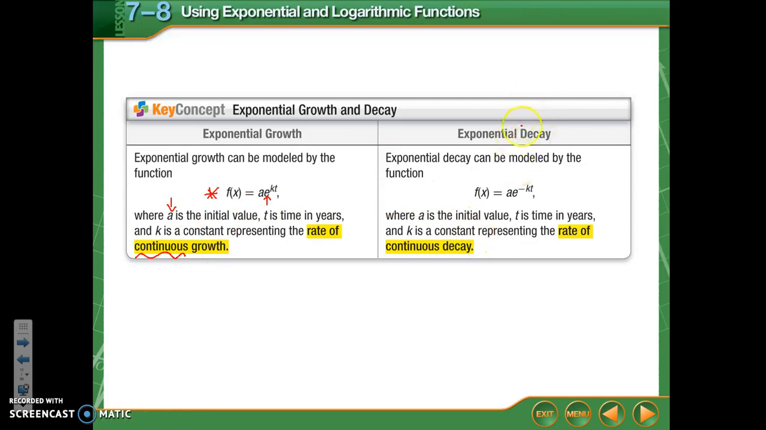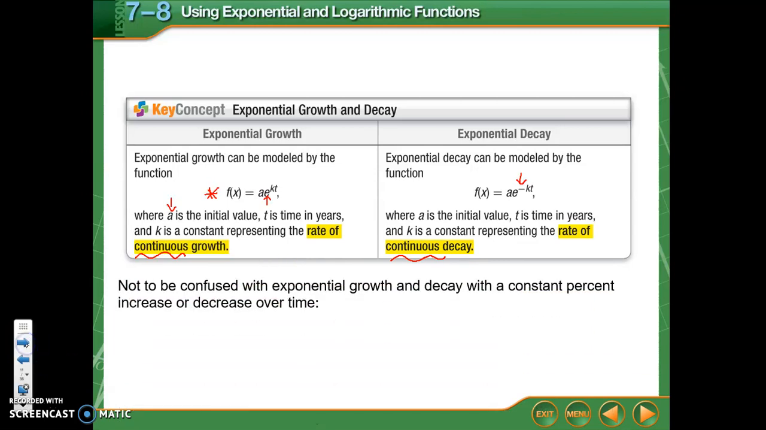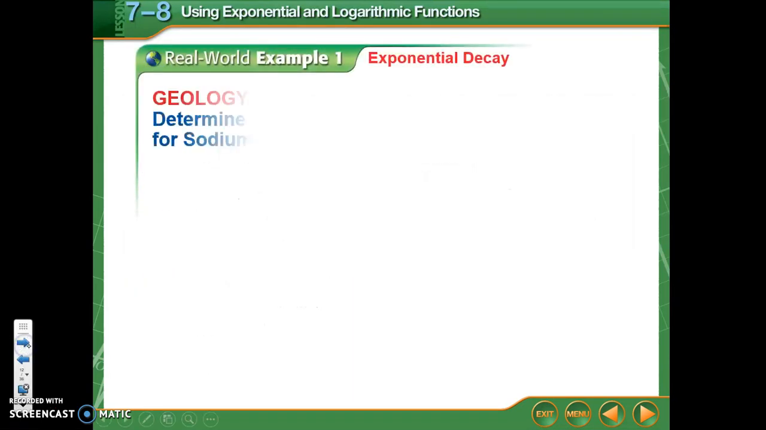This is what makes this one different. And the decay equation is almost the same, except instead of a positive exponent, we have a negative exponent, and that represents continuous decay. So do not confuse these with what we learned back in section 1, which was exponential growth and decay that had a constant percent of increase or decrease. So it increased by 10% per year, or it decreased by 5% per month, or something like that. That's different than continuous growth or continuous decay.